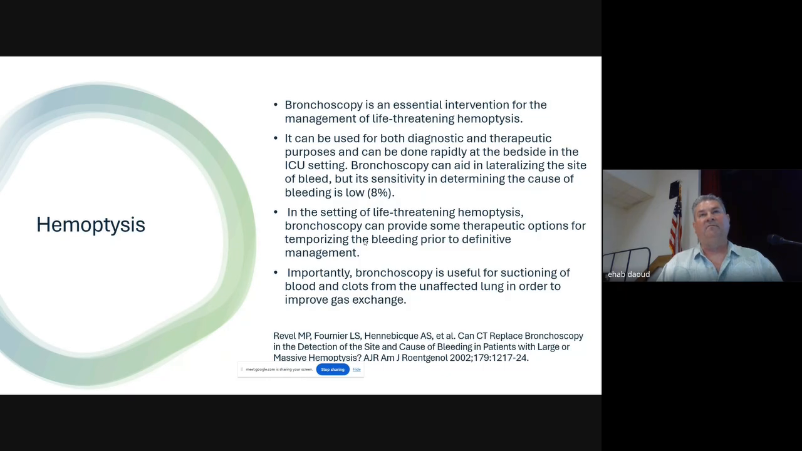You may not be able to intervene if it's distal. If it's diffuse alveolar hemorrhage, the bronchoscope is only going to help you remove clots. It's not going to do much of anything else for you.